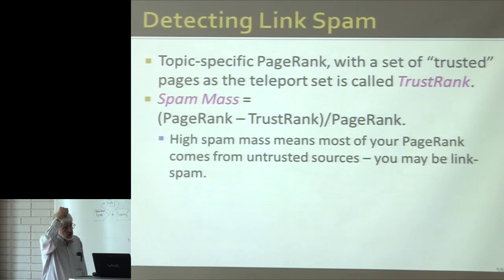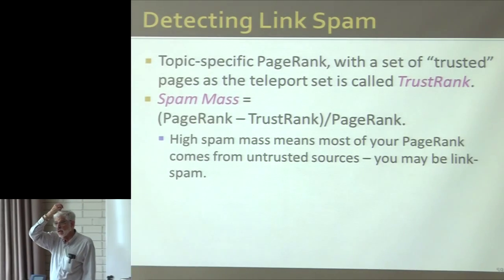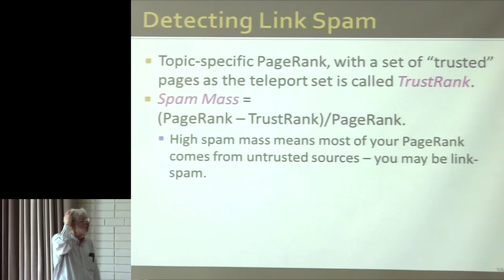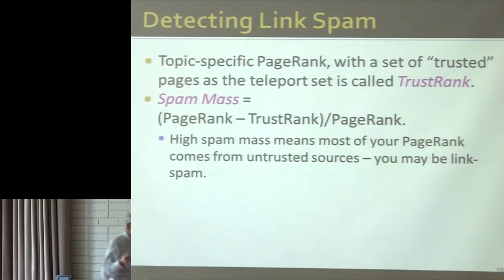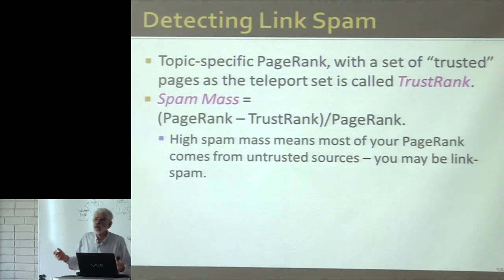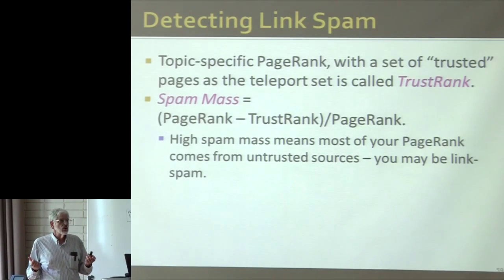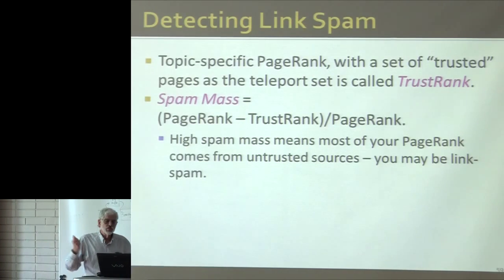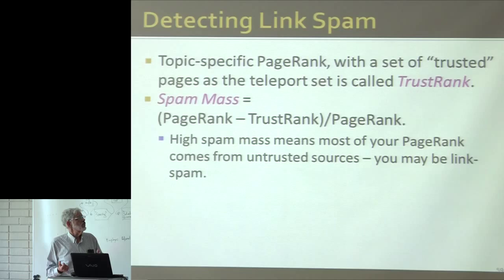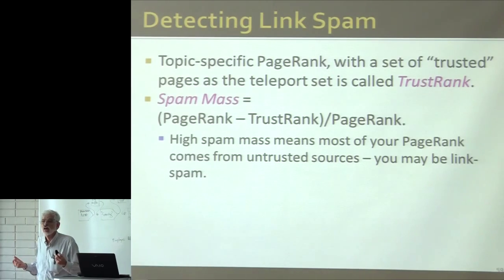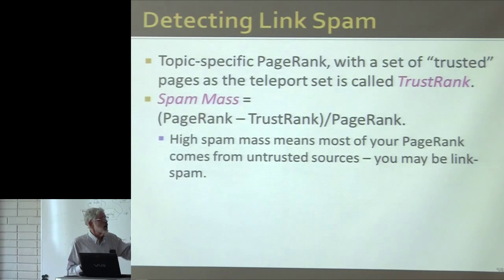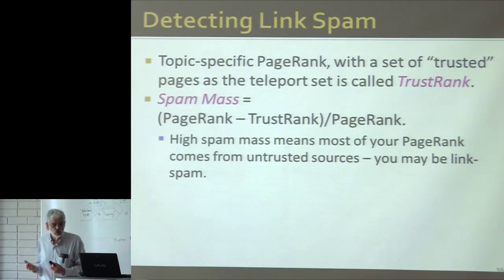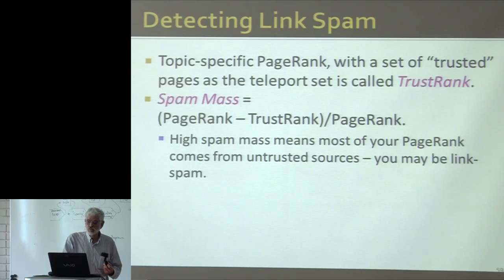So the first idea is what's called the trust rank, which is a topic-specific page rank where the teleport set is a set of trusted pages, and where you find your trusted pages, again, that's tricky. We'll talk about it a little bit, but assuming that you can identify a reasonably broad set of trusted pages, you can compute trust rank. And then you can define the spam mass to be the page rank minus the trust rank divided by the page rank. In other words, what fraction of your page rank comes from trusted sources? Well, in particular, the spam mass will be high if most of your page rank comes from untrusted sources. And that means you may be part of a spam farm.